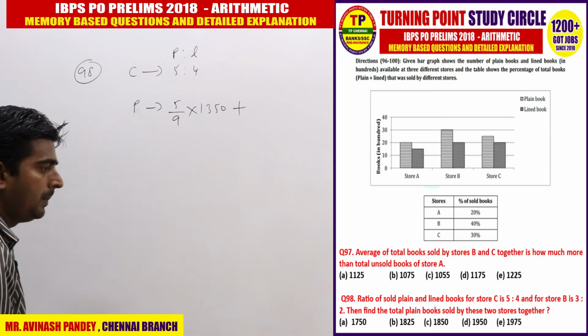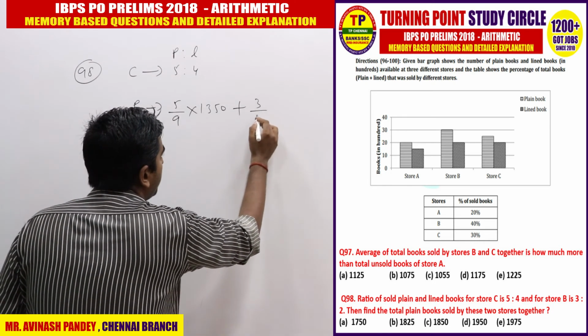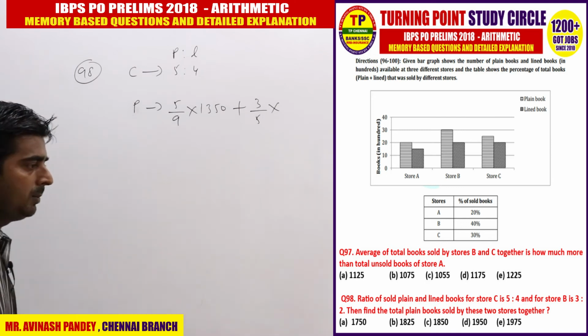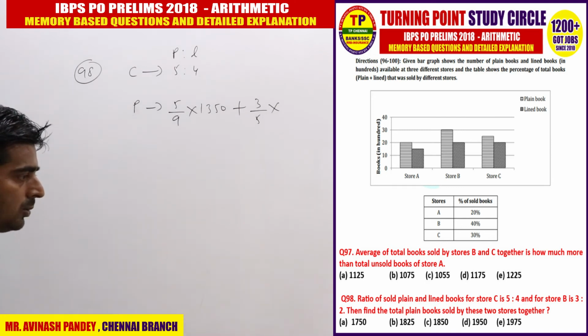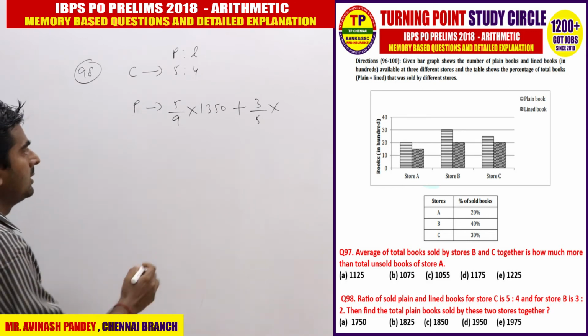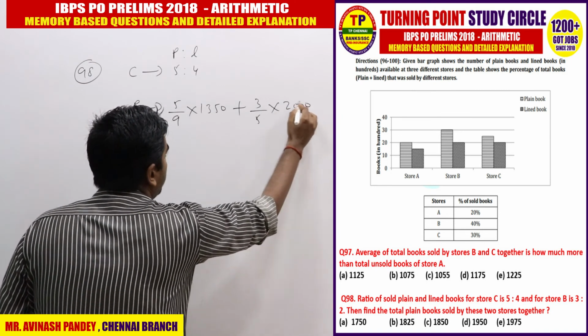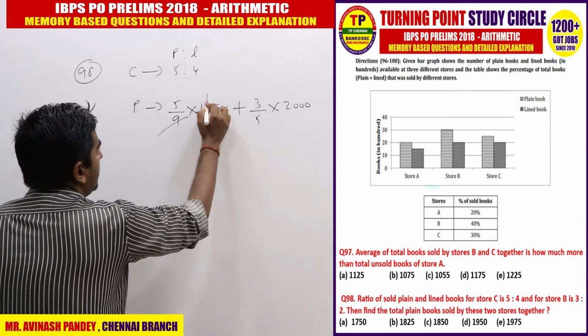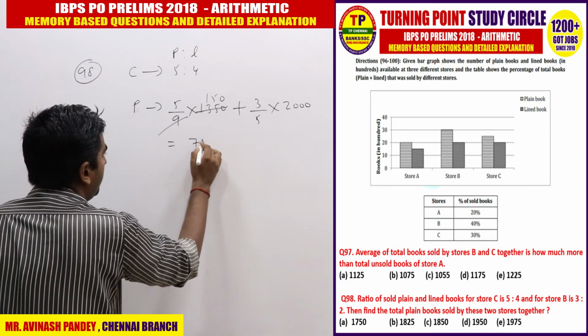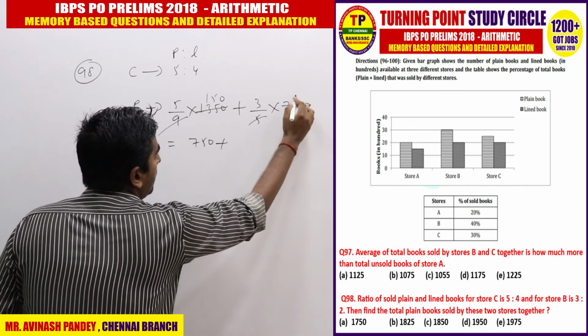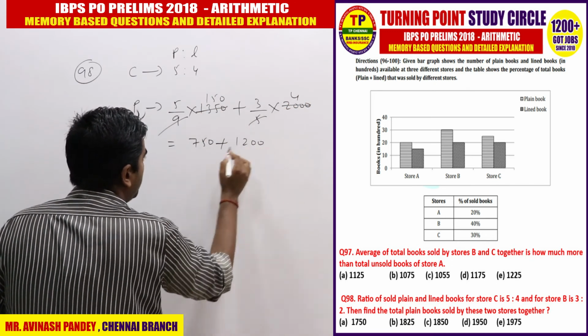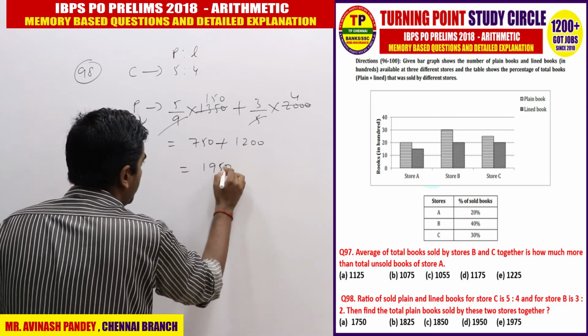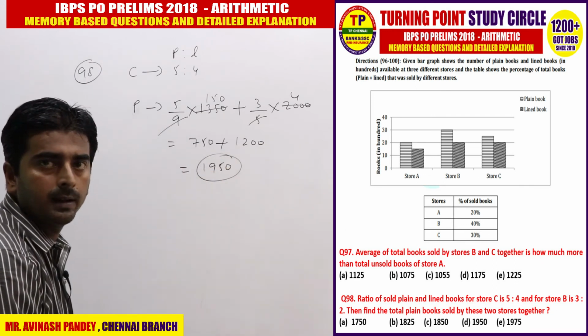In that, what is the plain book value? So 3 by 5 into the store B value, which is 30 plus 20, 50. And the B value is 40%. What is 40% of 50? 2000. So this is nothing but how much? 9 15s are 750 plus 4, 1200. So what is my answer? 1950. My answer for this question is nothing but 1950.